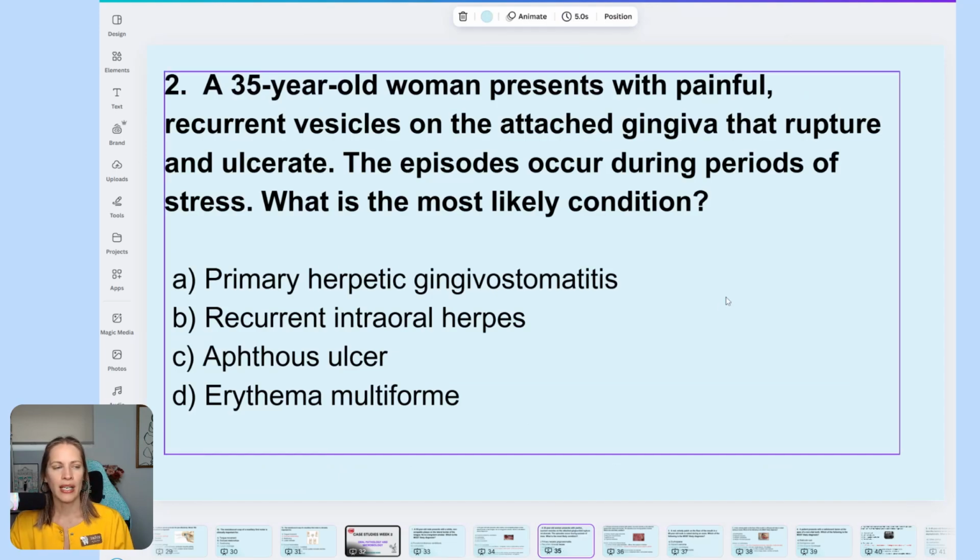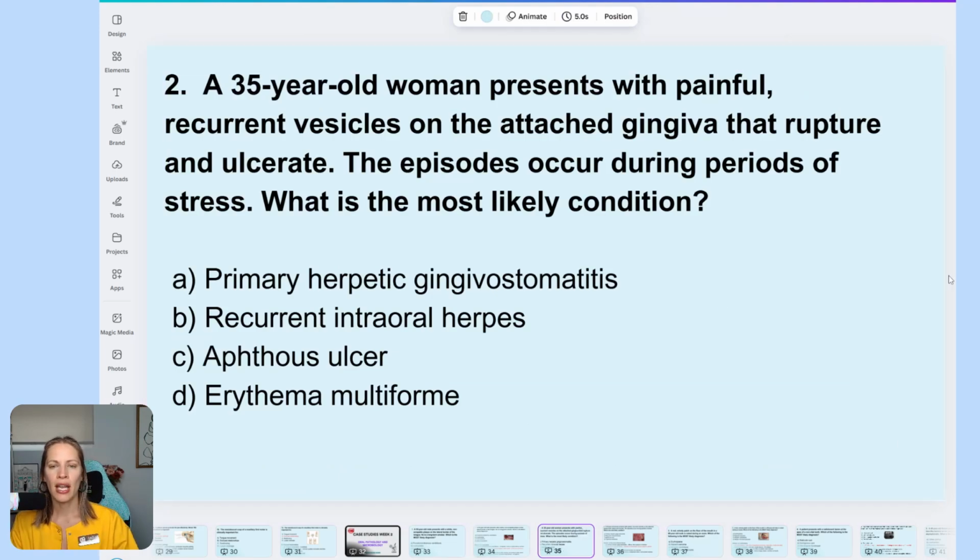Let's go through another one here. So, a 35-year-old woman presents with painful recurrent vesicles on the attached gingiva that rupture and ulcerate. The episodes occur during periods of stress. What is the most likely condition? A, B, C, or D. And again, feel free to pause the video if you need some time to think about it.